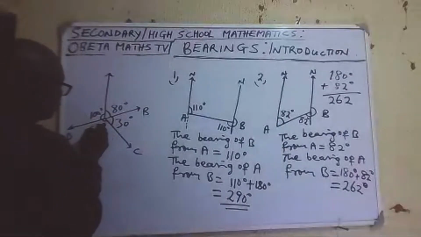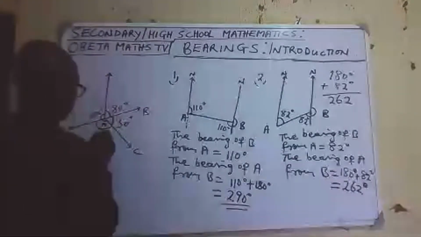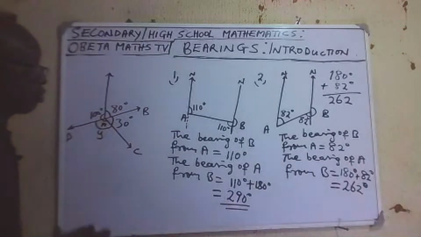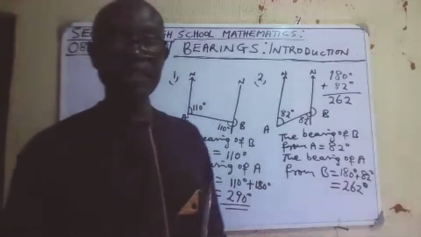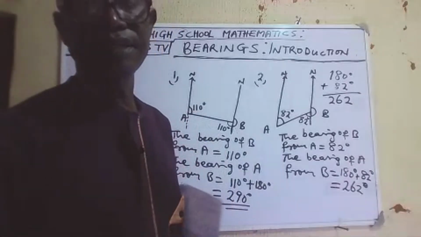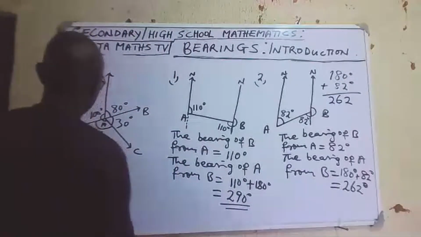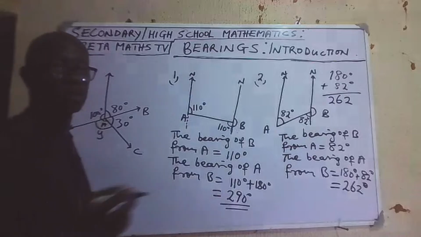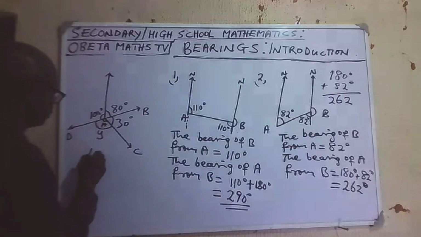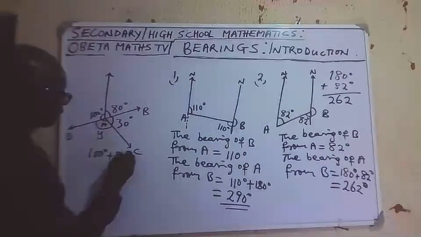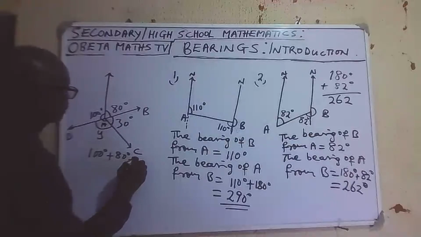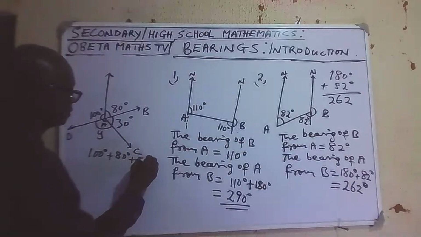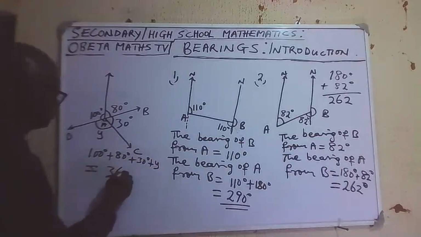So let us assume that the whole of this angle, let us take it to be Y. We know that angles at a point is 360. So in continuation, we add everything and equate it to 360. That is 100 plus 80 plus 30 plus Y is equal to 360 degrees.